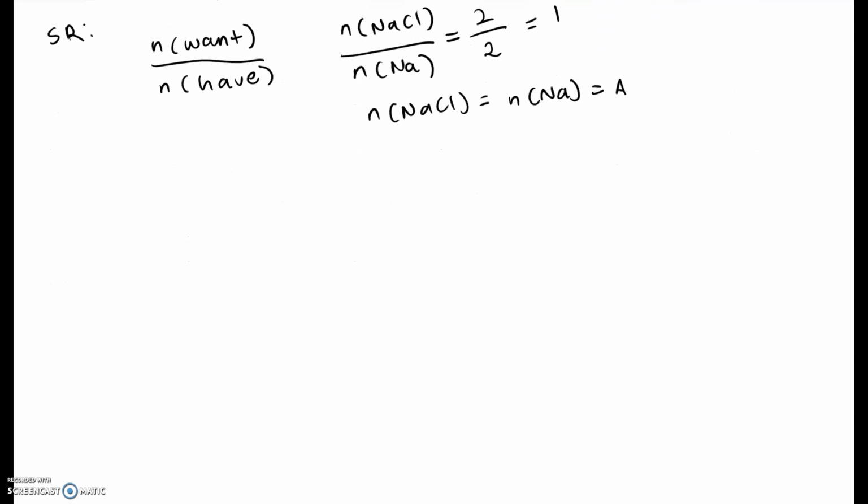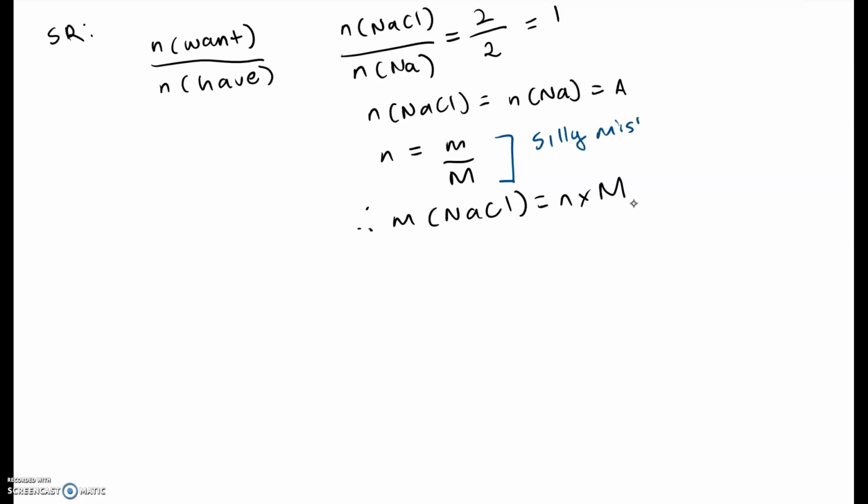Now I know the number of moles of sodium chloride. Can I find its mass? Yes, the number of moles is always equal to mass over molar mass. So the mass of sodium chloride is simply number of moles times molar mass. Do not skip this step. This is where students make silly mistakes. You want to always write your general equation, then sub in.